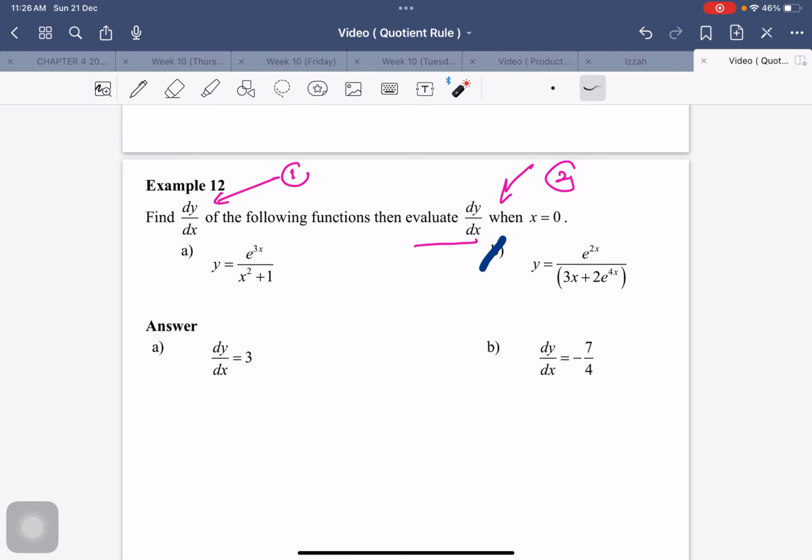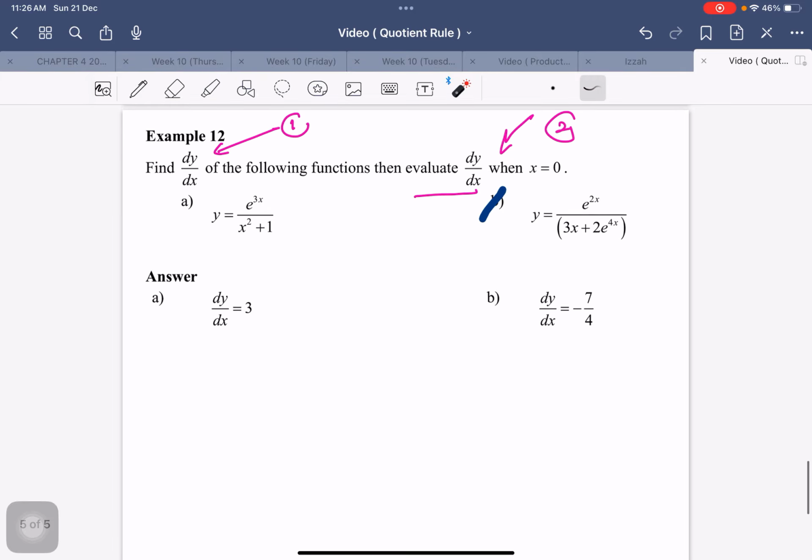Okay, so bila you dah dapat dy dx, kita substitute x equals to 0, then what will be your dy dx? Boleh tak this one kita terus substitute dalam y? The answer is no. Sebab apa? This condition is only for dy dx. But what you have here is y. Okay? Or here you have y. So the first step that you need to do adalah you kena cari dulu dy dx tu. Okay? So let's try to do example B here.